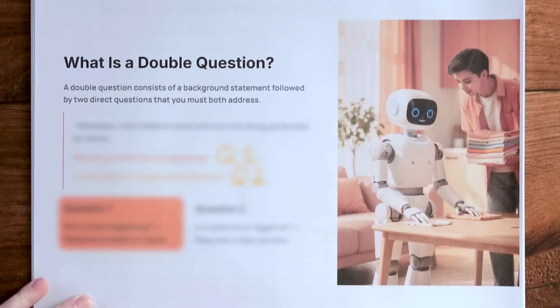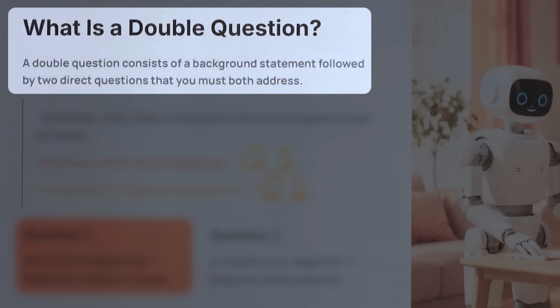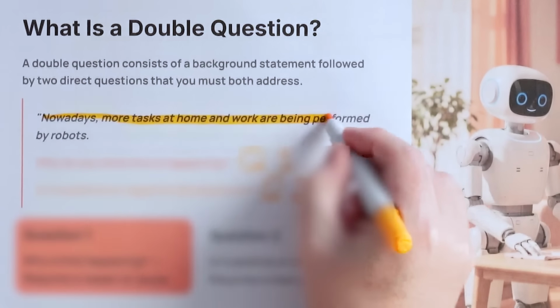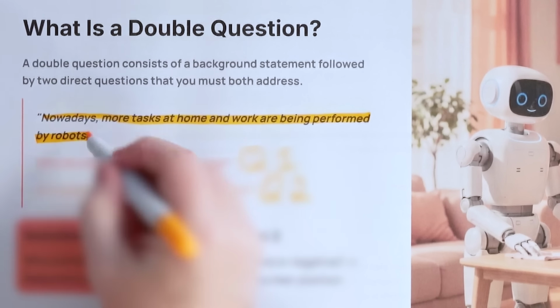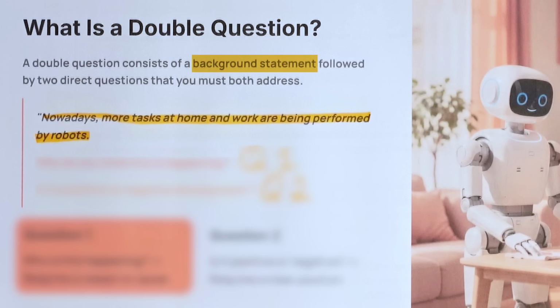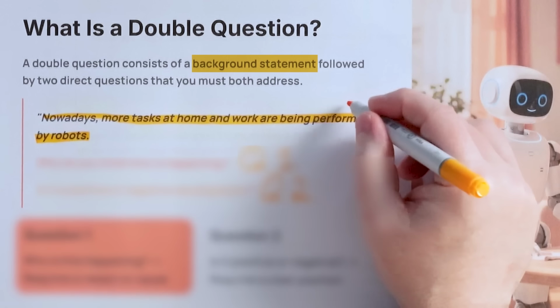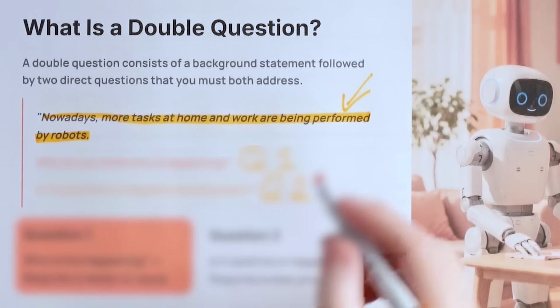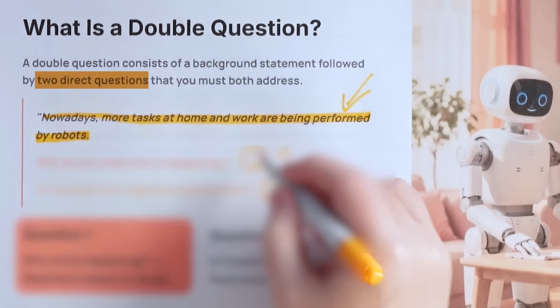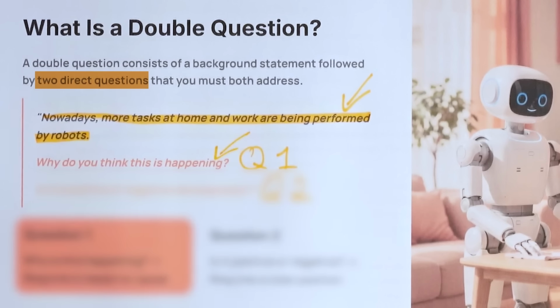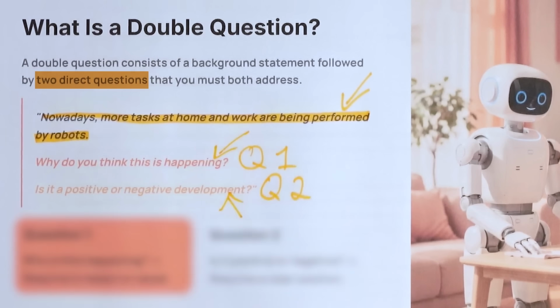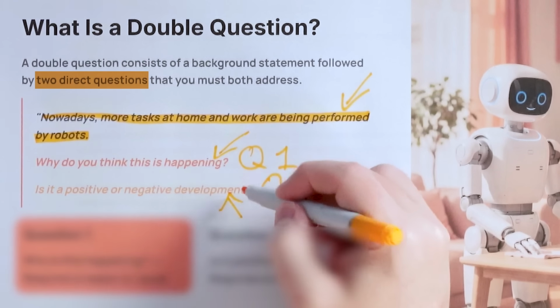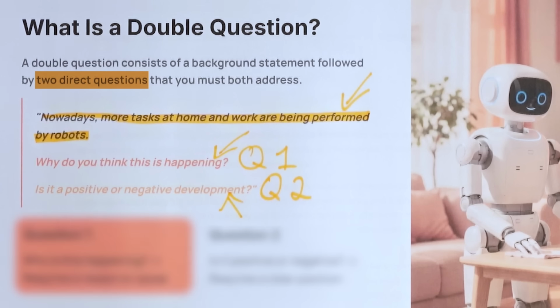We need to understand what a double question is and how it's different from the other 4 types of question that you might get. Here we have the question statement, sometimes called the background statement. What this does is it just gives you the background information. It gives you the context. It helps you understand the general topic. Then in a double question, they ask you question 1, and then here they ask you question 2, and you must answer both of these questions in your essay.